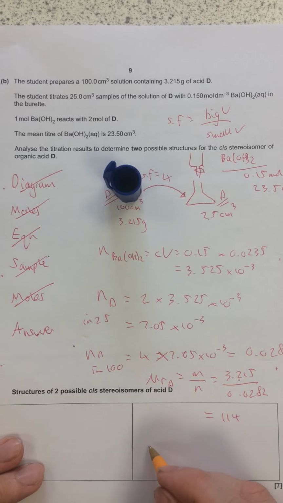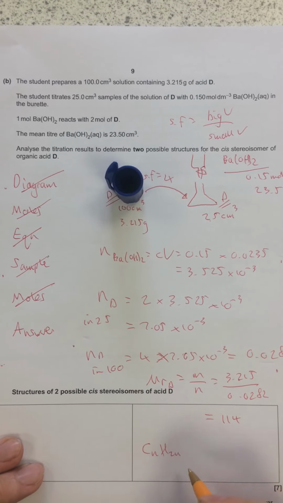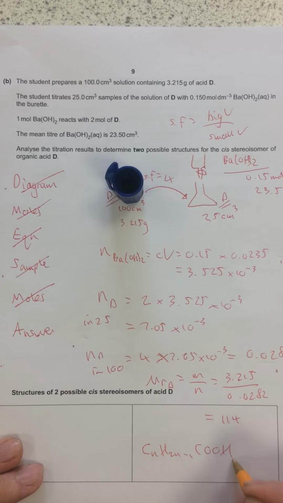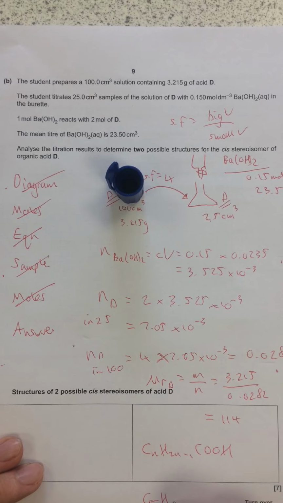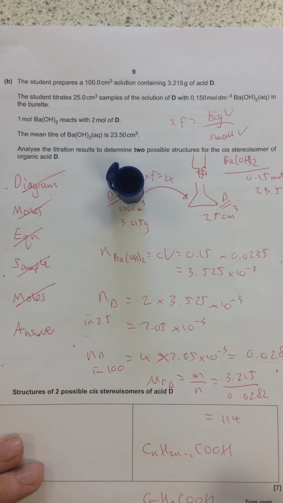So on the previous page it gave you the general formula, CnH2n-1COOH. So the formula that fits 114 is C5H9COOH.